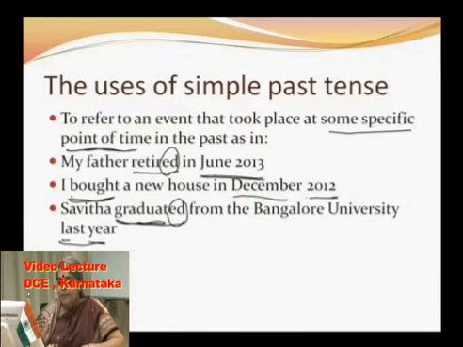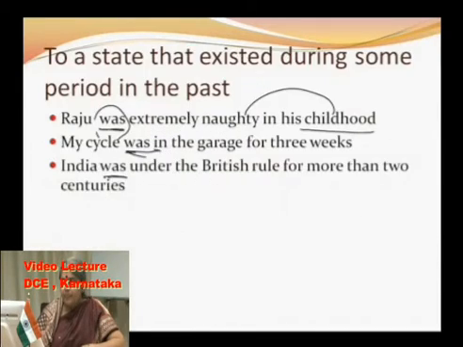My father retired in June 2013. Father's retirement happened in the past and it also talks about a specific point of time. Second, it refers to a state that existed during some period in the past. It talks about a state of happening that was there sometime in the past. Raju was extremely naughty in his childhood.